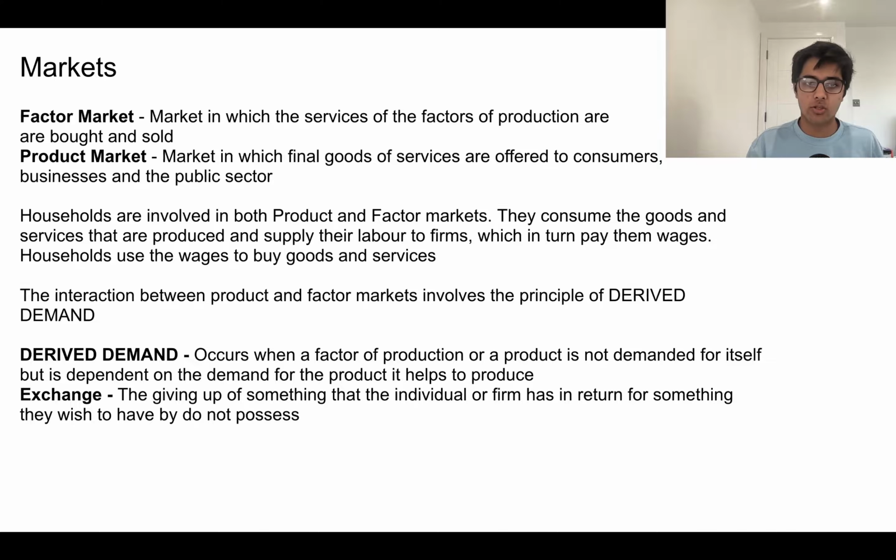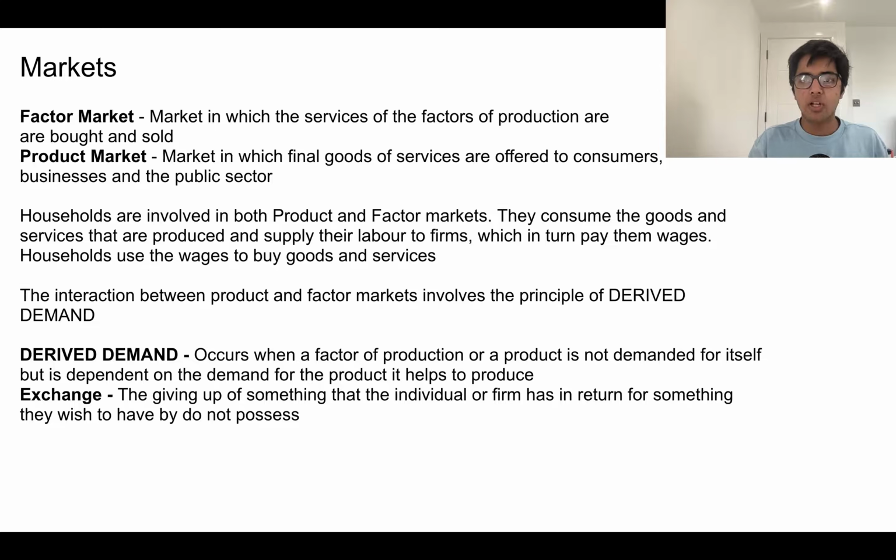So, the interaction between product and factor markets involves the principle of derived demand. Even though it sounds confusing, I promise you, it's quite simple once you get the hang of it. Derived demand is when a factor of production or a product is not demanded for itself, but is dependent on the demand for the product it helps to produce.